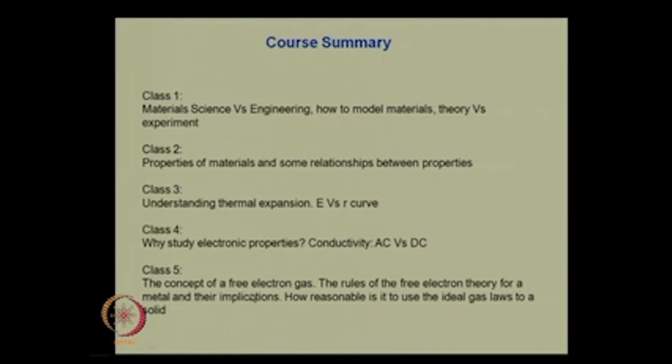Then we moved on to the concept of a free electron gas, which we used for our initial theory of trying to understand conductivity. We looked at the rules that are used for this free electron theory for a metal and their implications. We also tried to reason whether or not it is reasonable to apply the ideal gas laws to a solid. We looked at the reasons why it may be acceptable, and also the reasons why it may be questionable to use such an approximation.